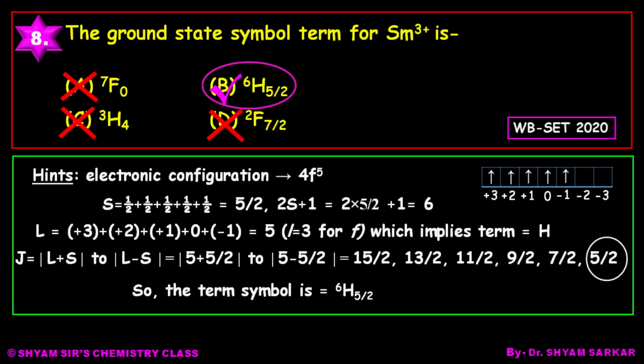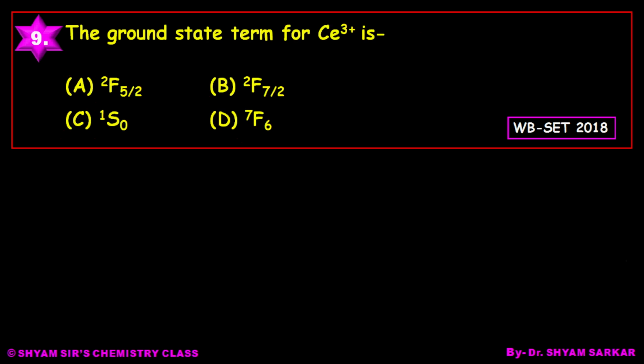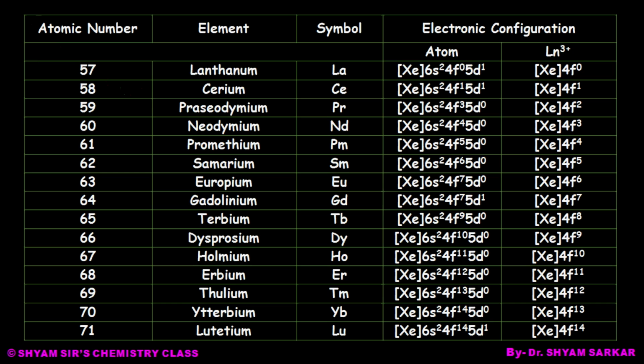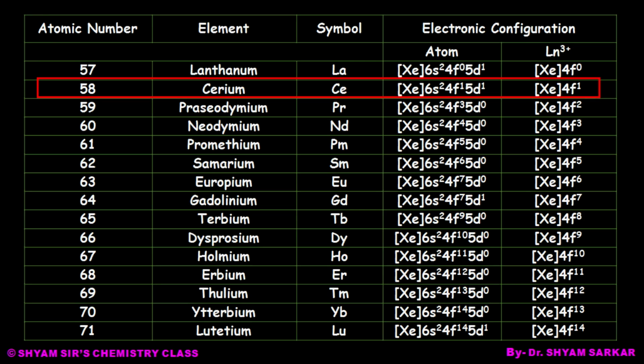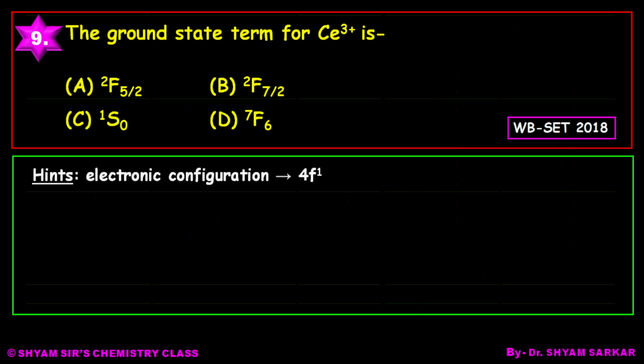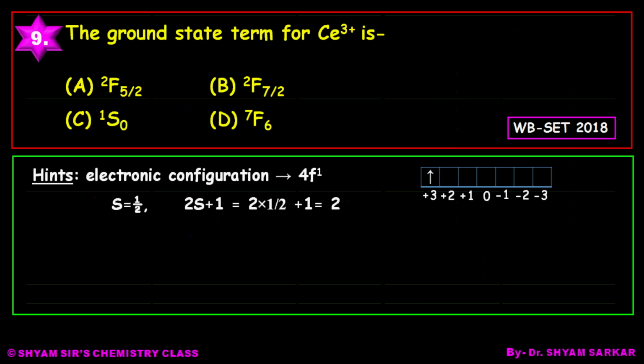See, the ground state term for cerium 3+ is... So here they ask for cerium. If you look at that previous table, you can see for cerium the electronic configuration is 4f1. So 4f1 means one electron is there, so small s equals half and capital S equals half also, and 2S plus 1 equals 2. So total spin multiplicity is 2, and if 2 is there in options A and B, you can easily cross out options C and D. So the correct answer will be between A and B.